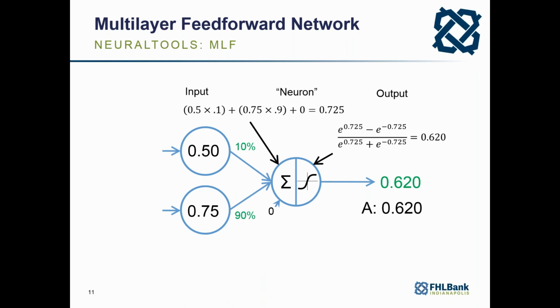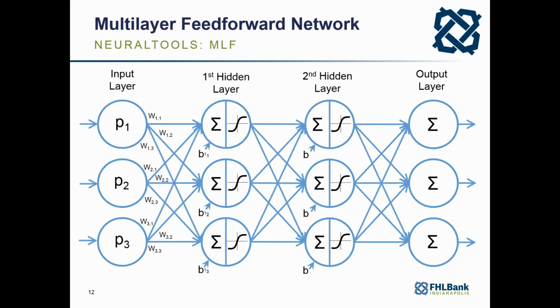Now if you put a bunch of these together, you have what's called a multi-layer perceptron or multi-layer feed-forward network, which is one of the options that you have in NeuralTools. So you have your input layer, and then you get to choose as the user whether you use one or two hidden layers. You have to use at least one. You get to choose how many nodes you have on each one, and then the output layer would be dependent on what you're trying to predict.